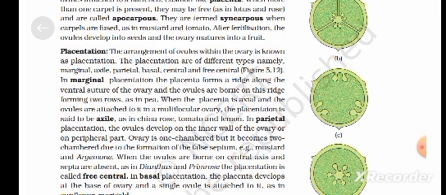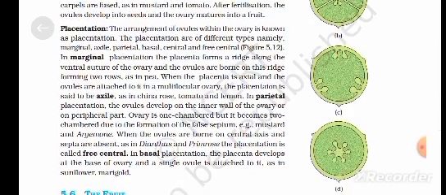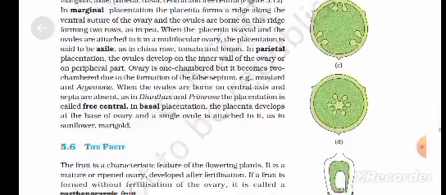In parietal placentation, the ovules develop on the inner wall of the ovary or on the peripheral part. The ovary is one-chambered, but it becomes two-chambered due to the formation of a false septum, as in mustard and argemone. When the ovules are borne on the central axis and septa are absent, as in dianthus and primrose, the placentation is called free central. In basal placentation, the placenta develops at the base of the ovary and a single ovule is attached to it, as in sunflower and marigold.